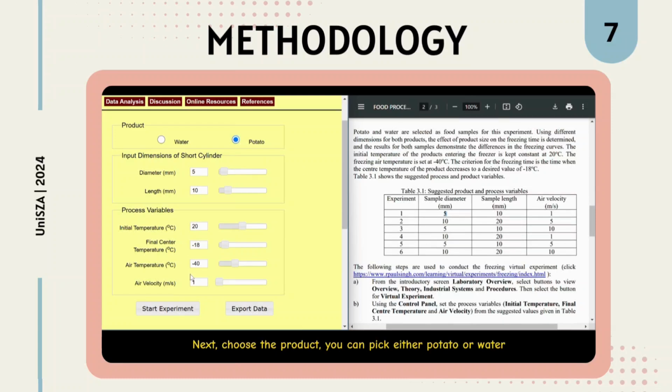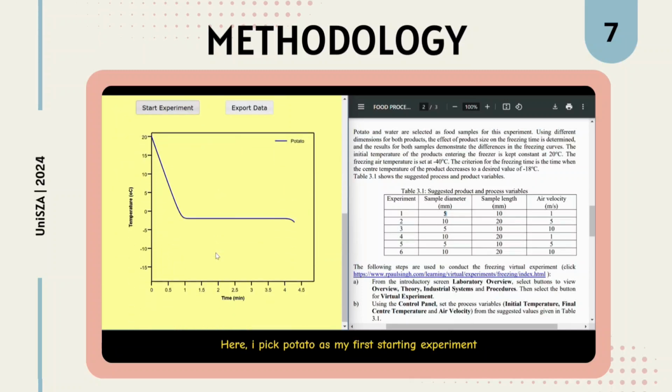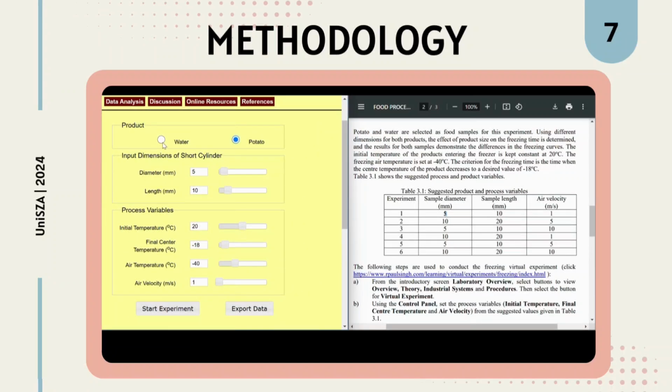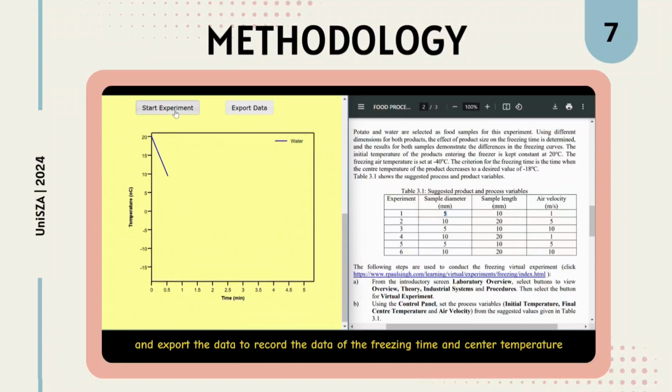Next, choose the product. You can pick either potato or water as your product. Here, I pick potato as my first experiment. And then, run the experiment by clicking the experiment start button and let the simulation run and collect the results. After that, you can repeat for the following experiments and export the data to record the freezing times and center temperatures.